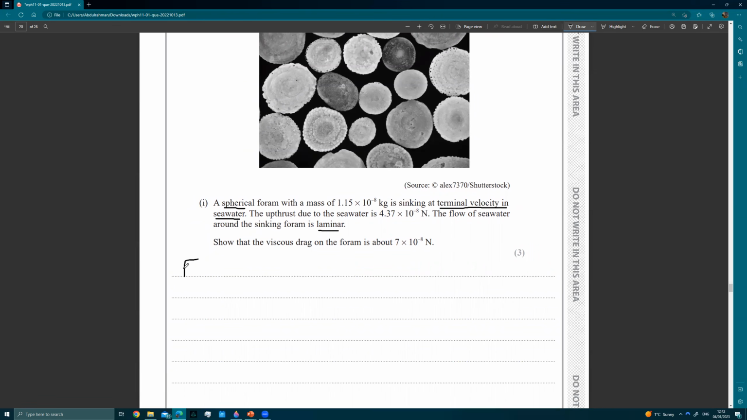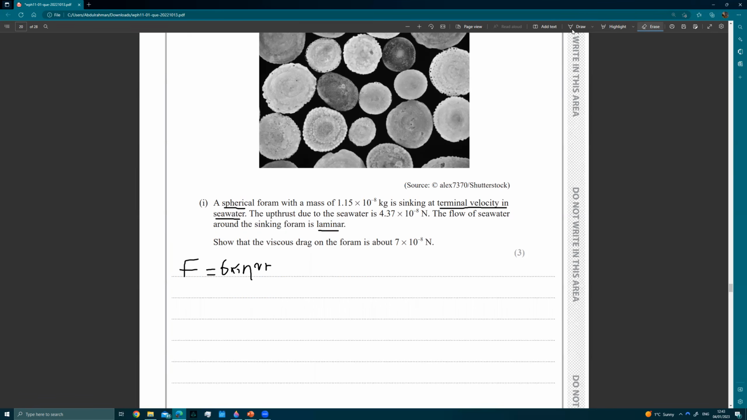It might be tempting to just say, okay, let me use Stokes' law, so F is equal to 6 pi eta vr. However, we don't know what this terminal velocity is. We don't know what the viscosity is. We don't even know what the radius is. So we cannot use this equation.